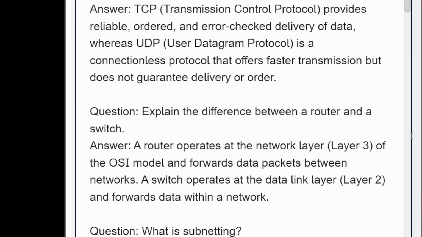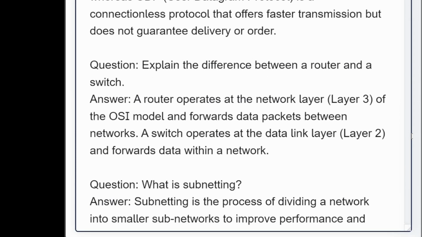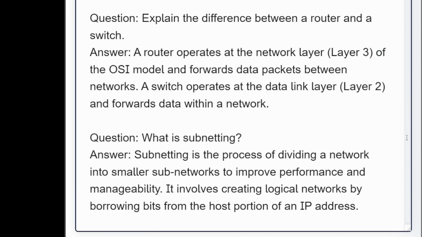Question: explain the difference between a router and a switch. Answer: a router operates at the network layer, layer 3 of the OSI model, and forwards data packets between networks. A switch operates at the data link layer, layer 2, and forwards data within a network.